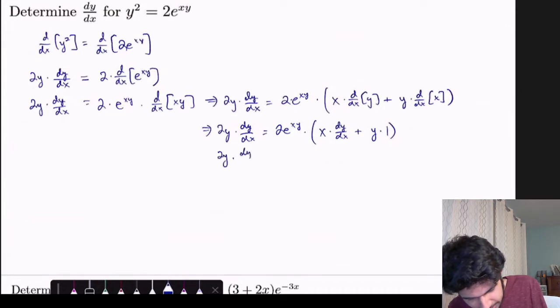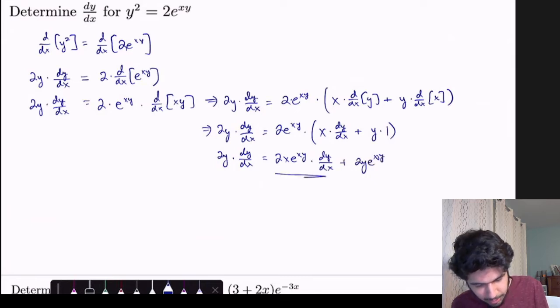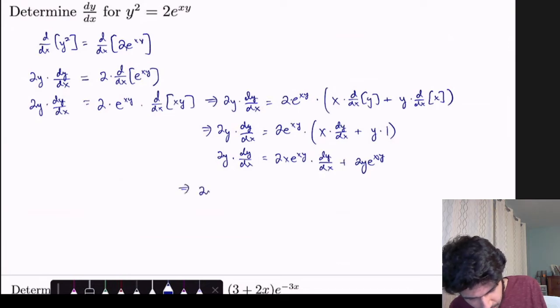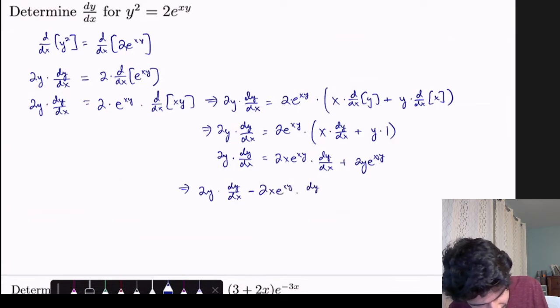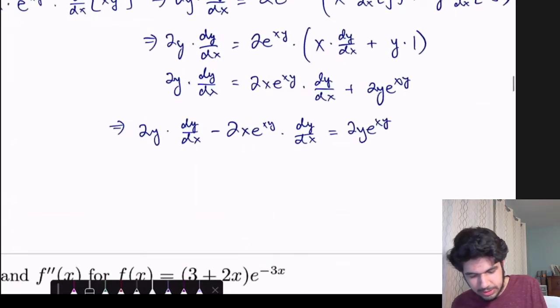2y times dy dx equals 2x e to the xy times dy dx plus 2y e to the xy. So now we'll subtract both sides by that second term. 2y times dy dx, sorry about the handwriting, it's tiring. And all of that equals 2y e to the xy. So now we'll factor out this dy dx term and then solve for it.